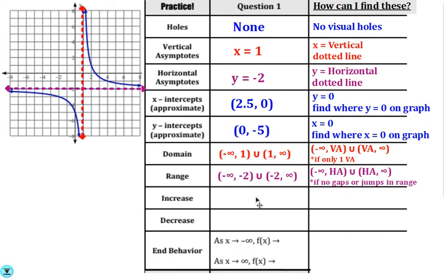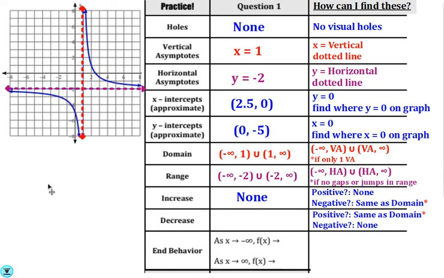Increase and decrease. So this here is a positive function because I have the two pieces of my rational function mostly in what we would consider a quadrant 1, quadrant 3 kind of situation. It can cross over. It's just in these four corners. It is in your top right and your bottom left. So this would be considered positive. If it's positive, there is no increase. It is all decrease.